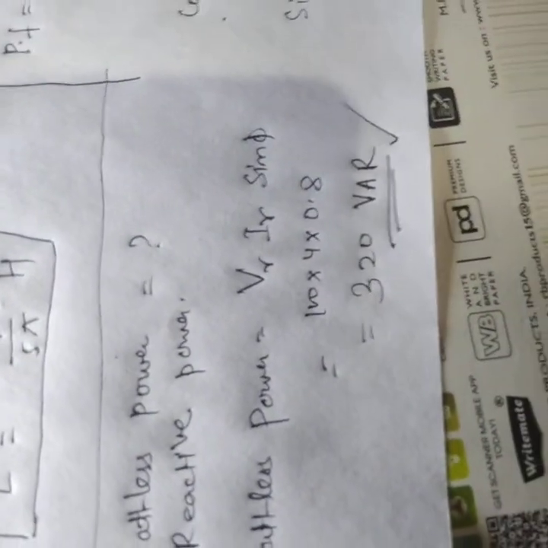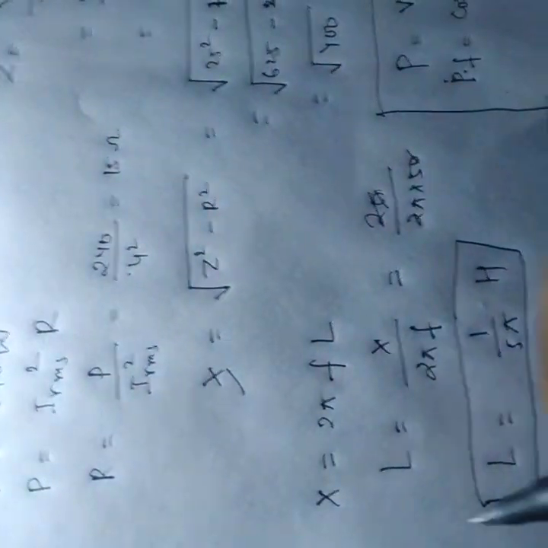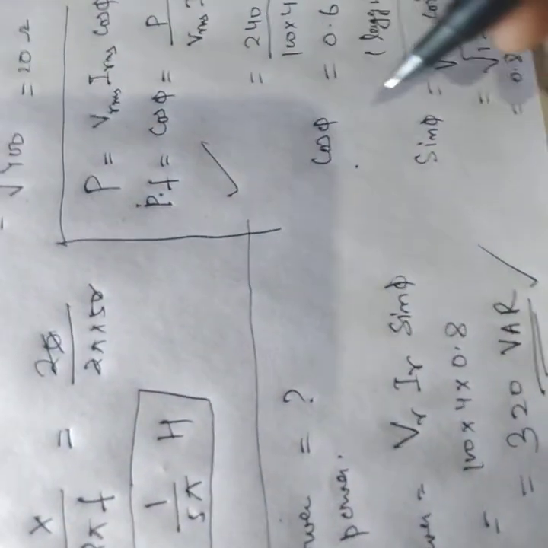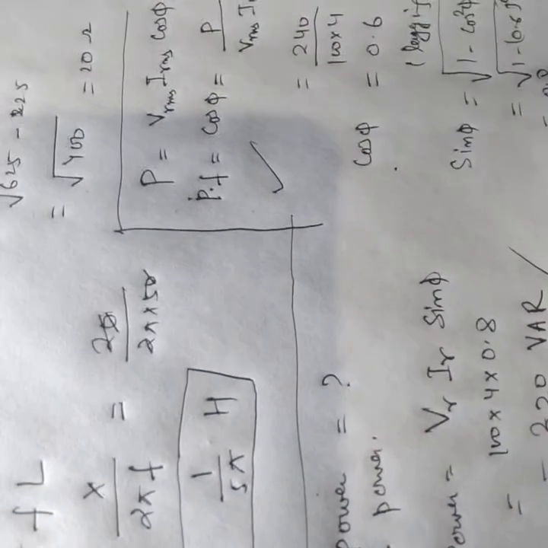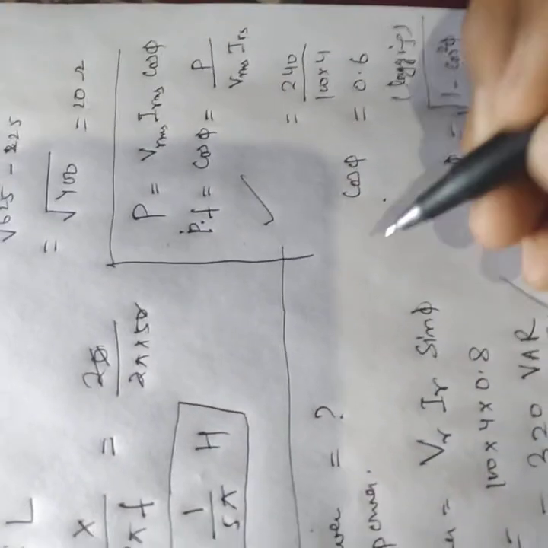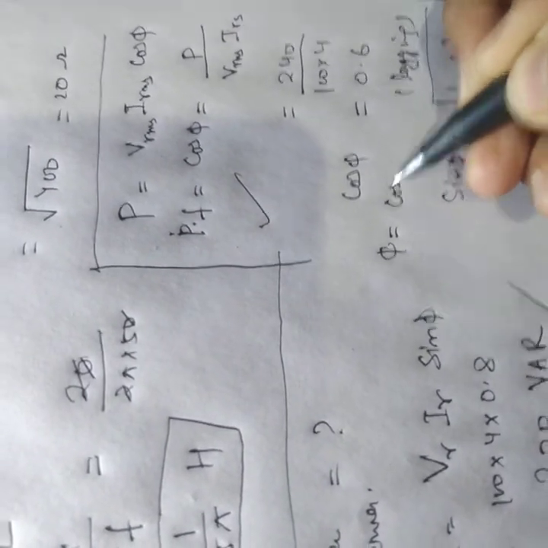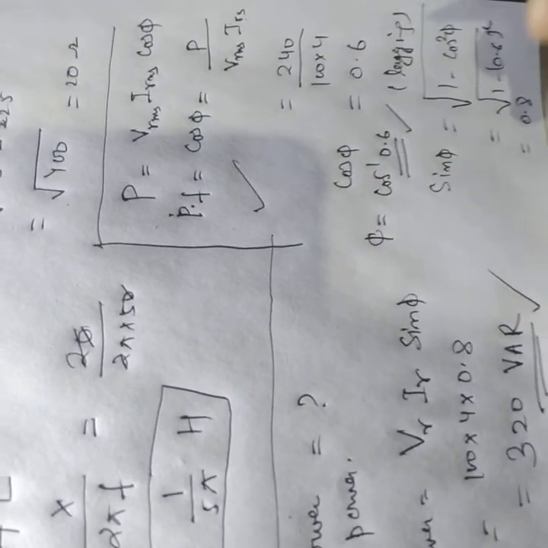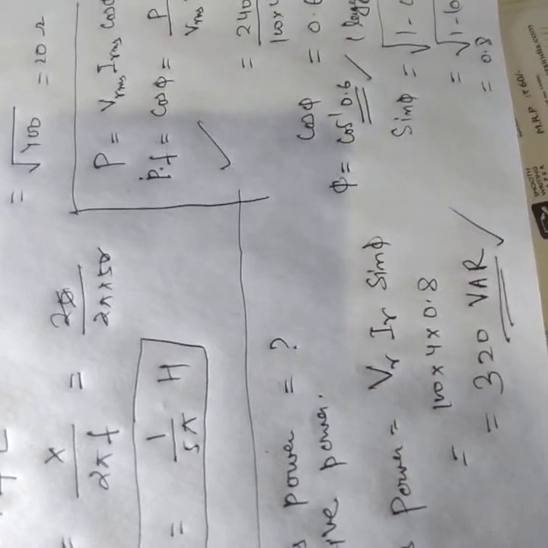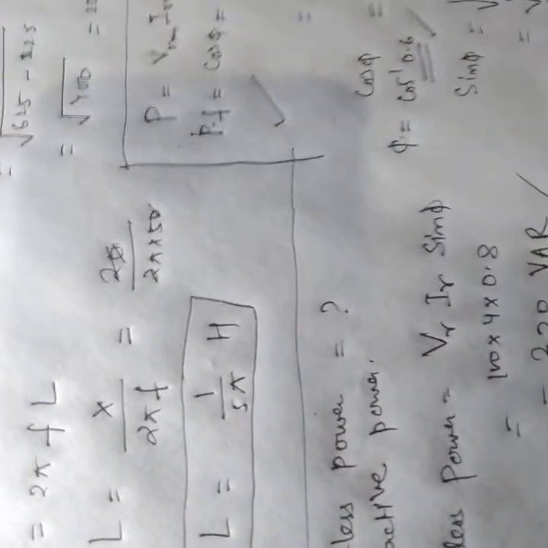This is one of the most important questions. In this question we have learned how to get the reactance value, how to get the inductance value, how to get the power factor, and how to get the wattless power. If anybody asks what is the phase, then you can also find the phase. Phase phi is equal to cos inverse 0.6. Thank you very much. We will proceed to the next question in this series, concept through numerical. Thank you very much.